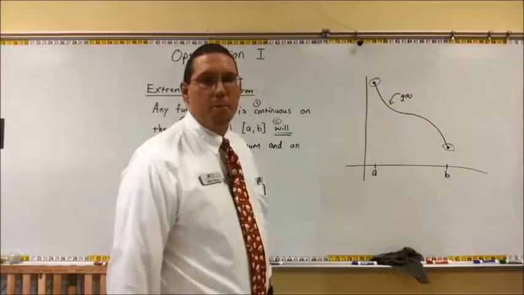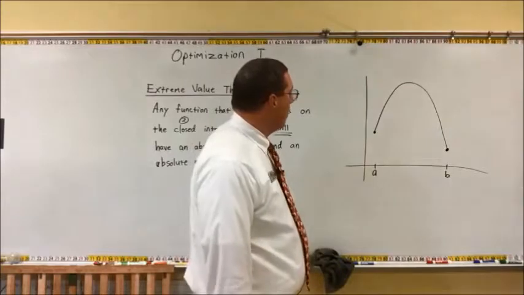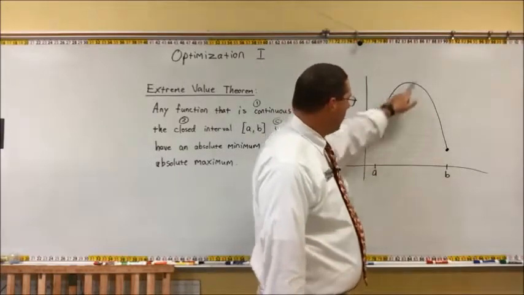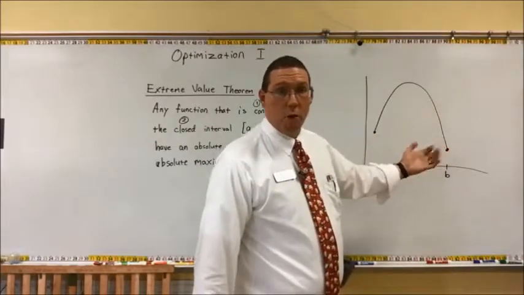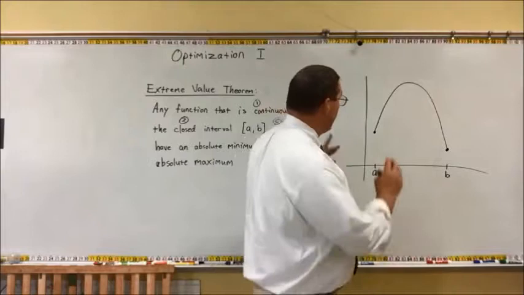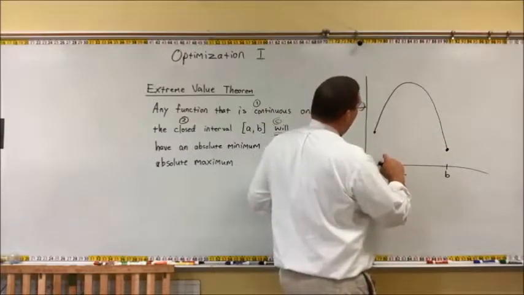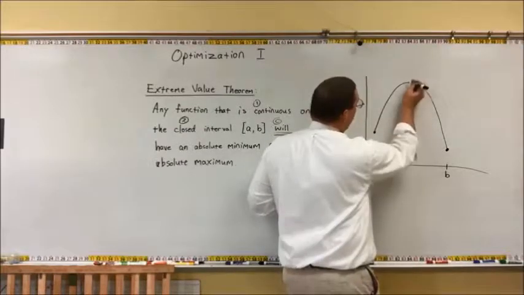Let's look at another possible situation. All right, here's another curve right here. And as you can see, it's continuous, starting at A, going all the way to B. A and B are included. We have closed circles at the ends of the endpoints of this piece of a curve. And now what you'll see is that the highest point between A and B is up here.